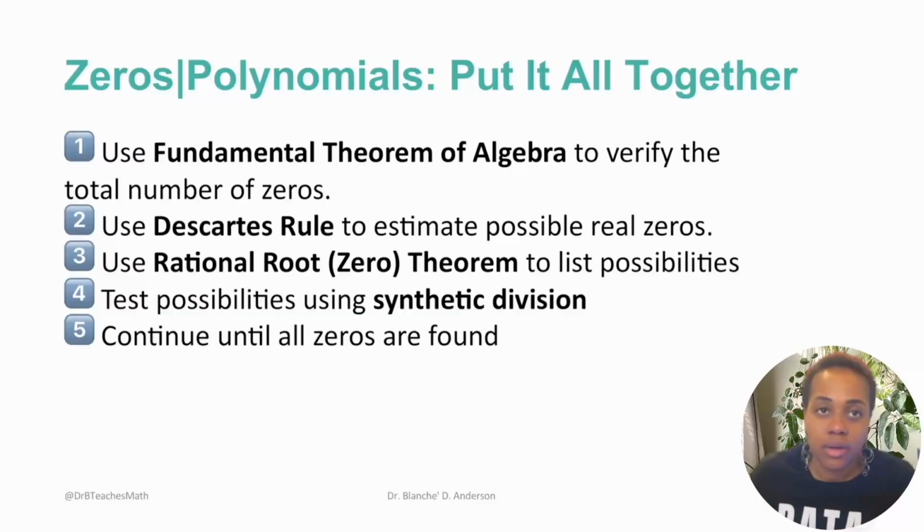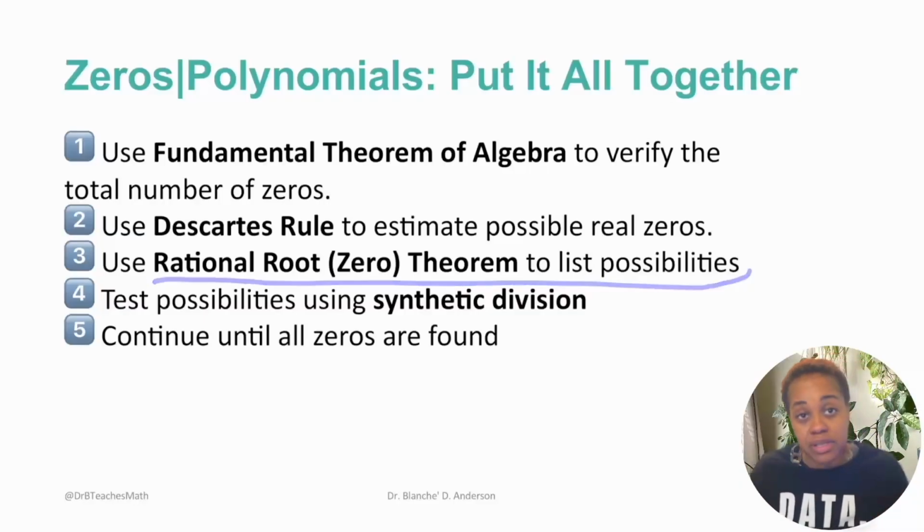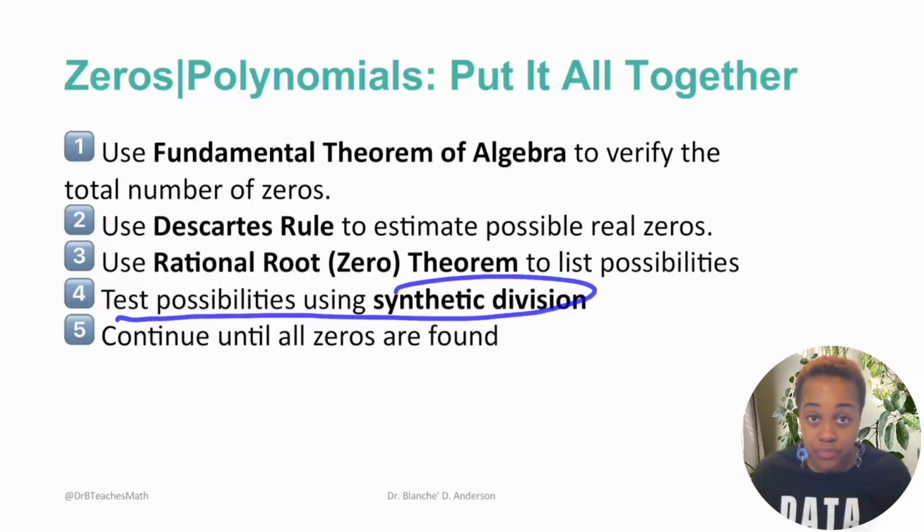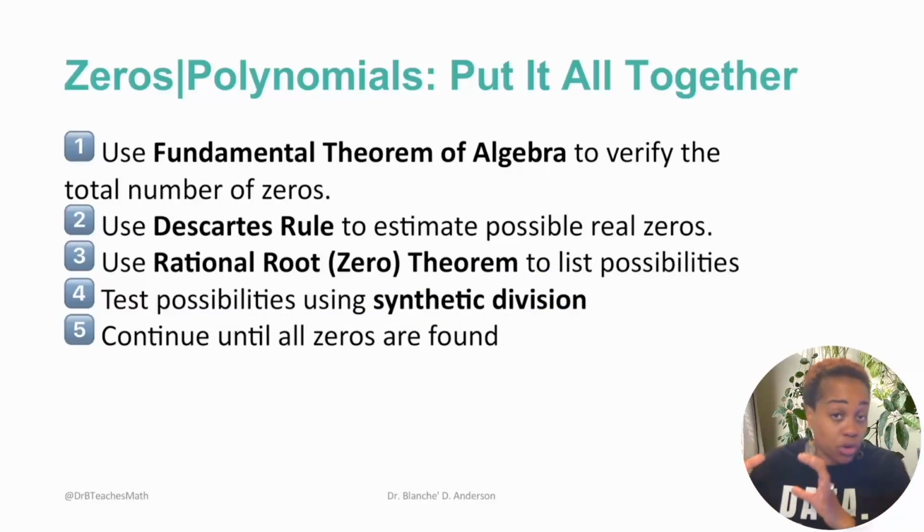Use Descartes' Rule of Signs to estimate possible real zeros. Remember, you look at the sign changes, and the sign changes tell you how many positive real or negative real zeros. Then we're going to use the Rational Root Theorem to list the possibilities. That's where you take the factors of the constant and divide by the factors of the leading coefficient. We're going to test, and once we get a 0, we'll factor and find the rest of the zeros. Okay, you ready? Yep. Let's do it. This is our last one, okay?